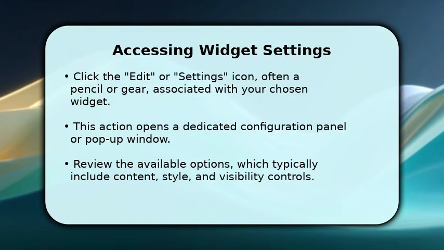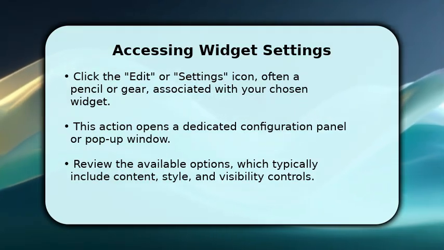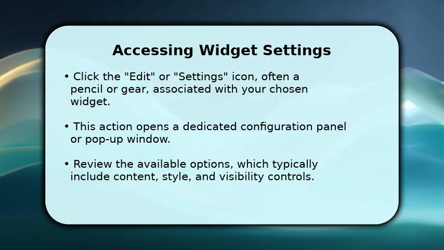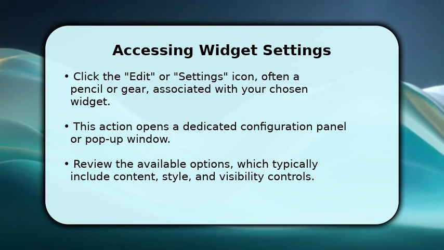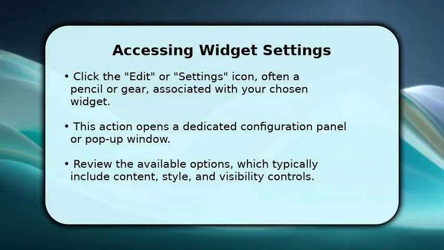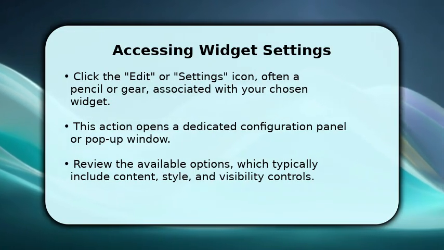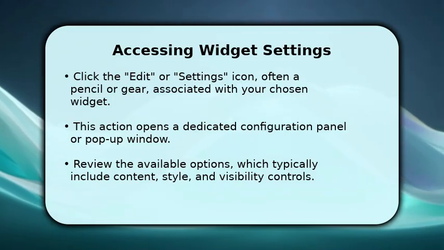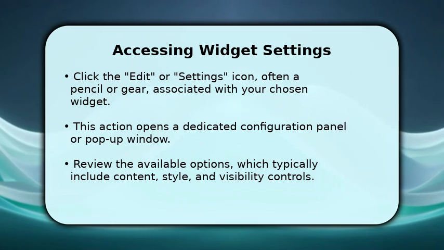Once you've located your target widget, the next step is to access its settings. Look for an Edit or Settings button, usually represented by a small gear or pencil icon. Clicking this will open a specific configuration panel. This panel is where all the magic happens, allowing you to see and adjust the various parameters that control your widget's behavior and appearance. Take a moment to familiarize yourself with the layout.